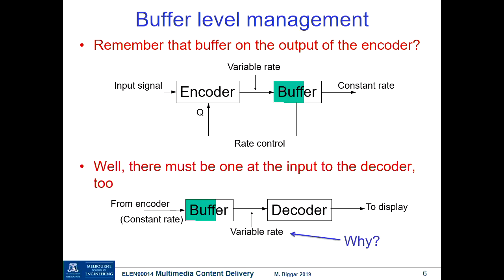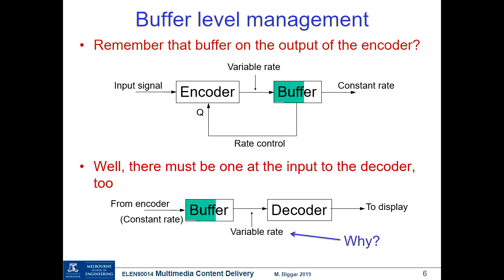So why is that variable rate? Why are we reading data out of this buffer at a variable rate? Well, that's the data rate. So if some images don't require high quality, we send fewer bits, and if images require high quality or high definition, then we send more bits. Yep. So that's why variable.